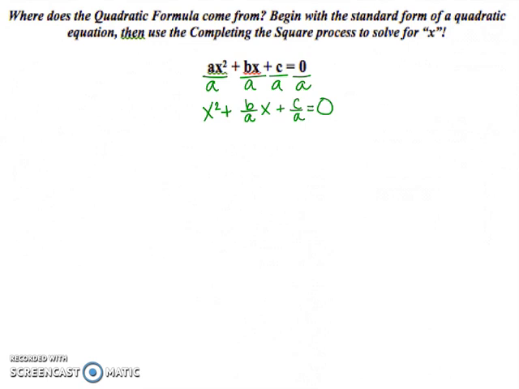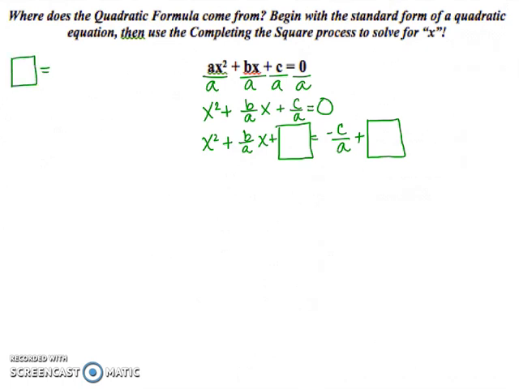The next step in completing the square is to get the x squared and the x terms alone on the left-hand side. So we are going to move that c over a to the other side using subtraction. So I'm going to have x squared plus b over a times x, I'm going to leave a little space, equals negative c over a. Now I'm leaving a little space for what I call the box. The box gets added to both sides because this is an equation. So what we do to the left-hand side, we have to do to the right-hand side.